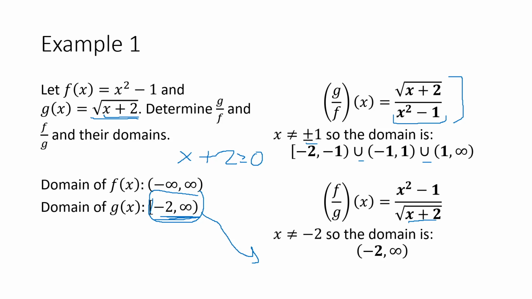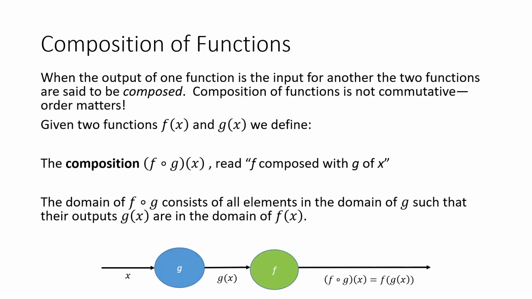Division's not too bad. There's that little domain thing to consider because we do end up dividing by functions. But when we talk about this other operation, composition, it gets a little bit more complicated. Not too bad, though. When we compose two functions together, we're essentially taking the output of one function and putting it into the input area for a different function. And again, this isn't commutative. The order matters, kind of like subtraction and division.